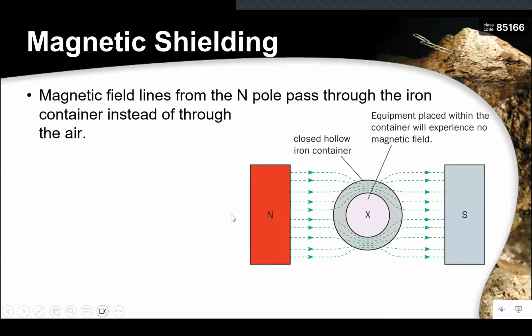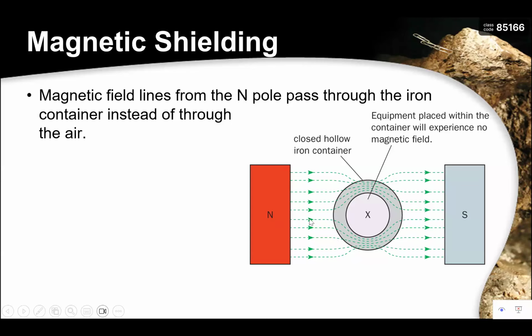Okay, so what happens for magnetic shielding is I will make use of a magnetic material to protect or to shield something away from a magnetic field. Some of the equipment is very sensitive to magnetic effects, so it must be kept in some magnetic material to prevent it from reacting with the magnetic field outside, or to shield it away from the magnetic field outside. So you take a look at this diagram.